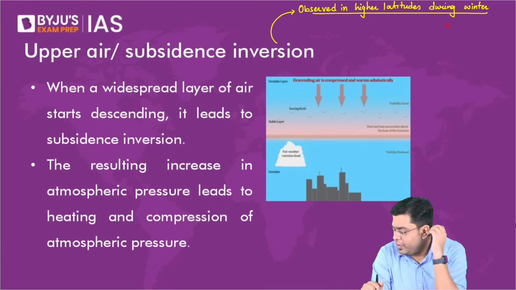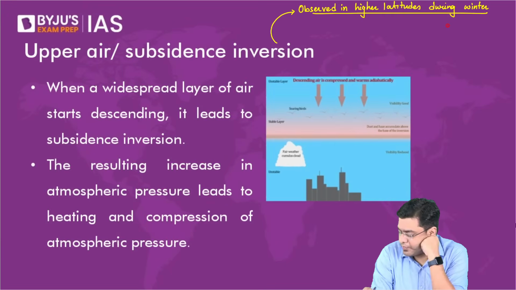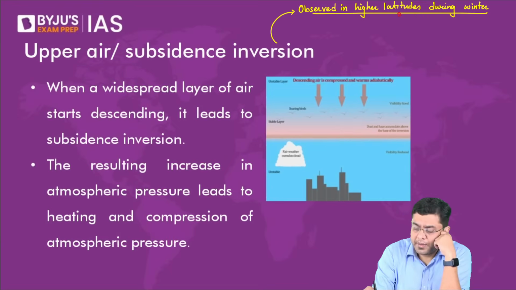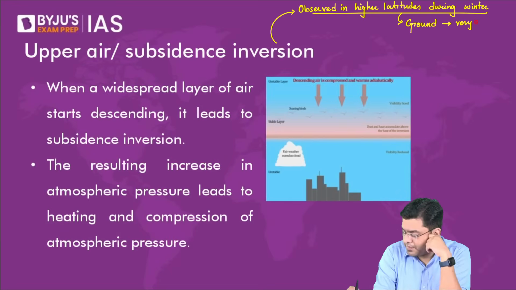Do we know the meaning of higher latitudes? What is the meaning of higher latitudes? Higher latitudes basically refers to the region near the poles. Now, the region near the poles during the winter months, will it have higher temperature during the night? Never. It will have very low temperature. So, the ground has got very low temperature.